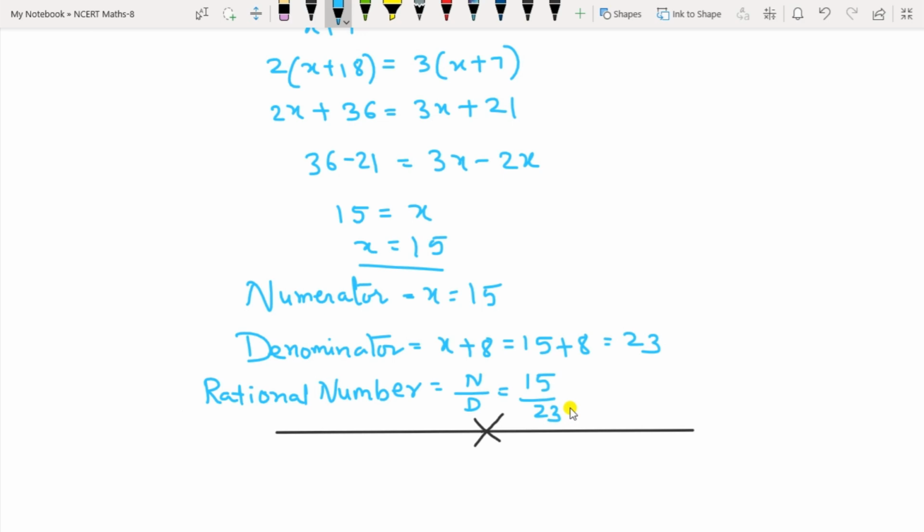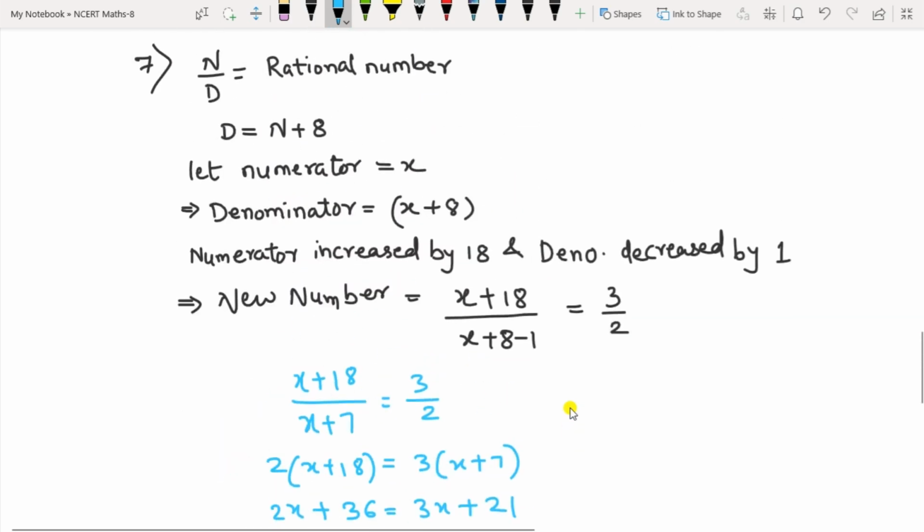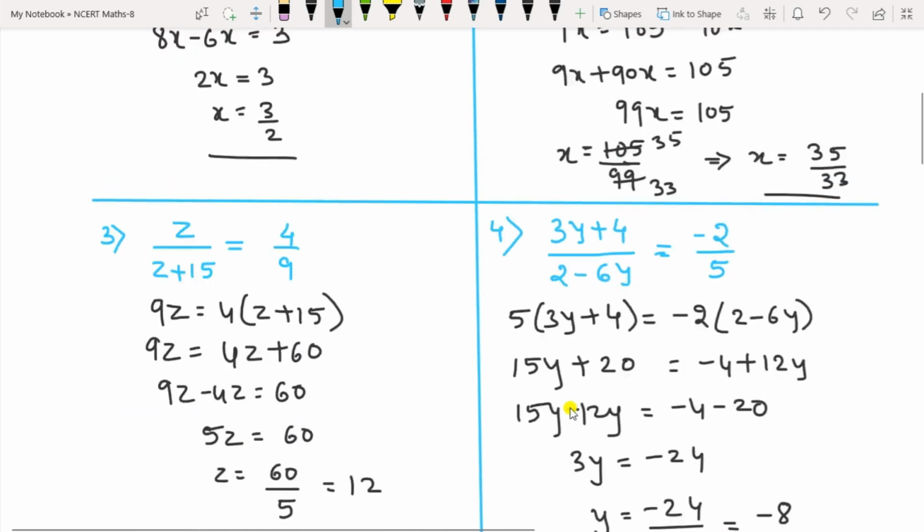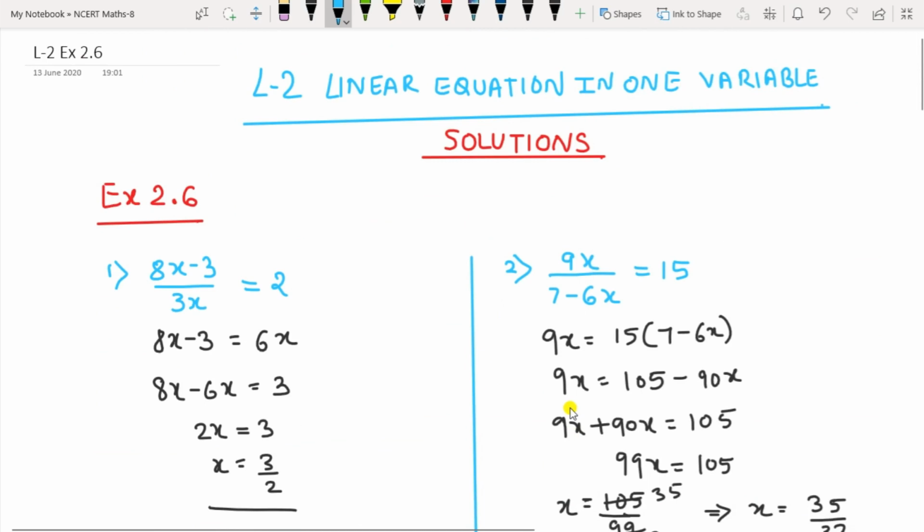So this way you need to solve exercise 2.6. These are the word problems and these are all the equations given.